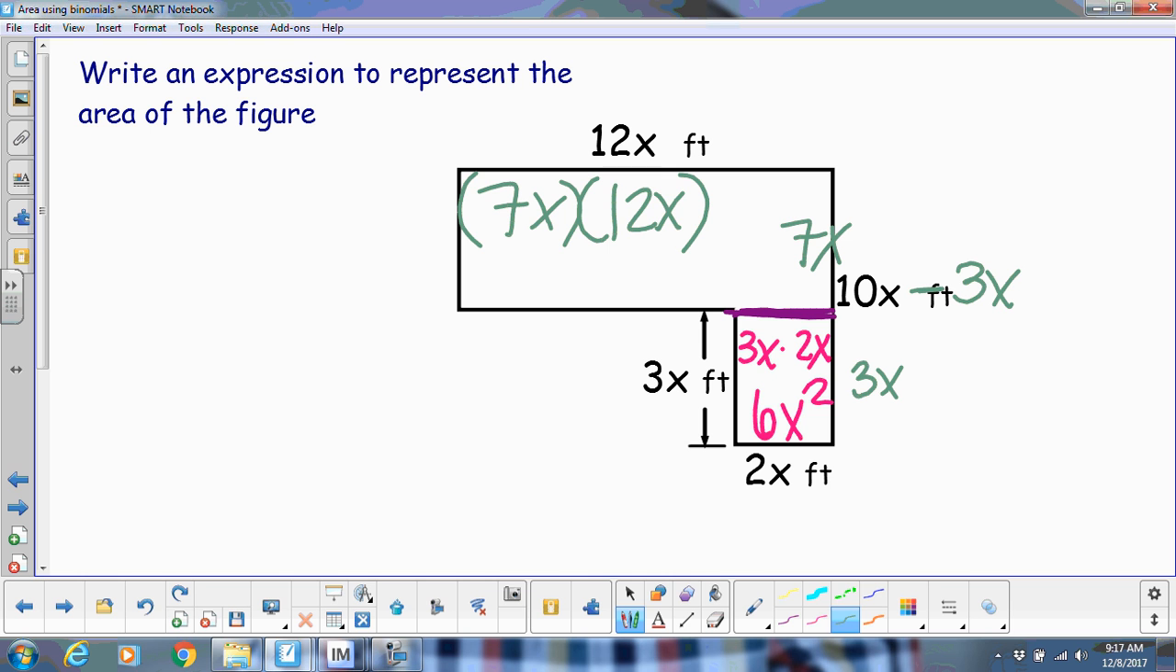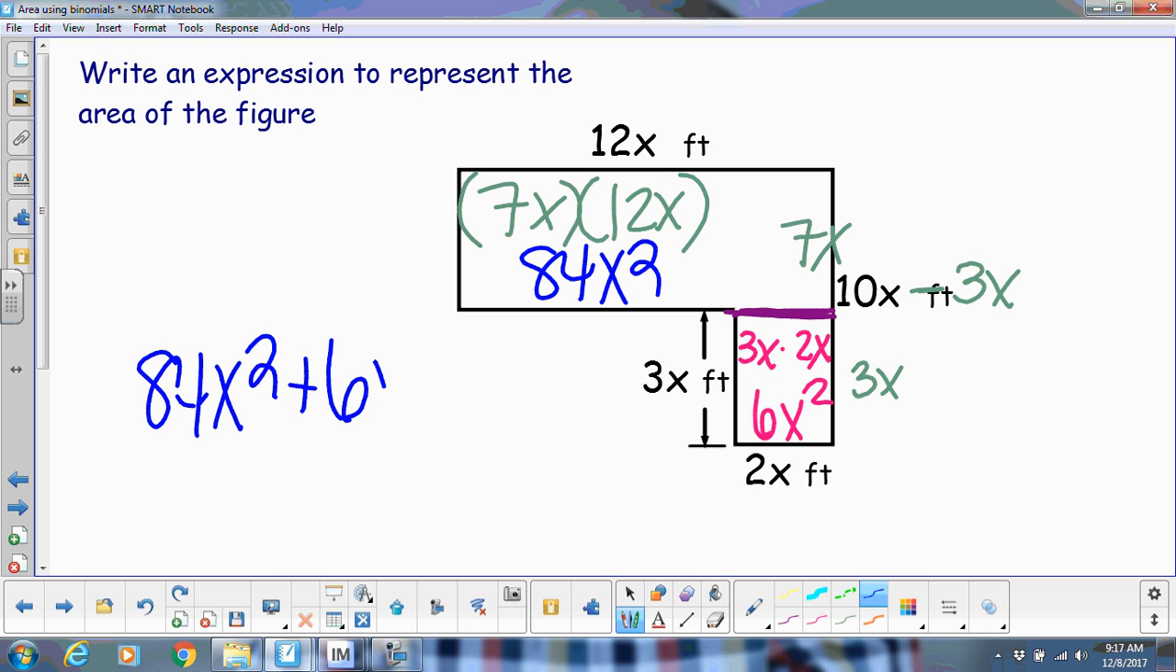What does that give us? 84x squared. So to get our total area, it's going to be 84x squared plus 6x squared, which equals 90x squared.